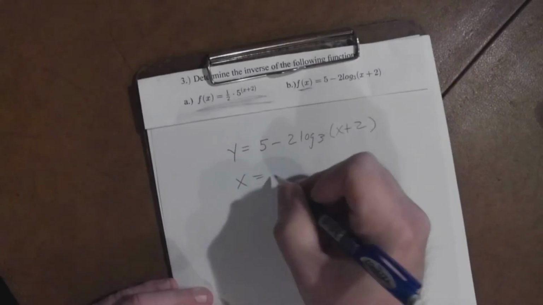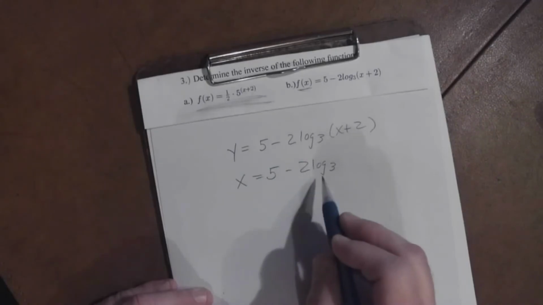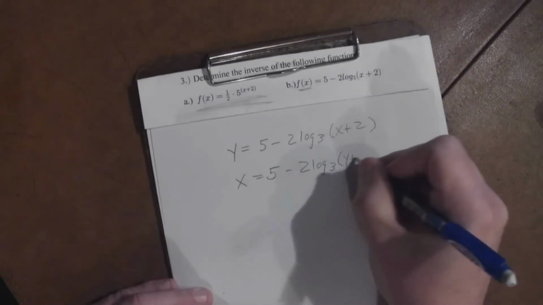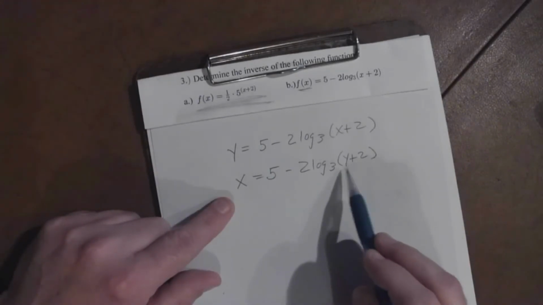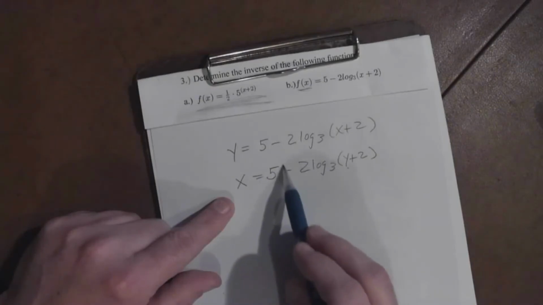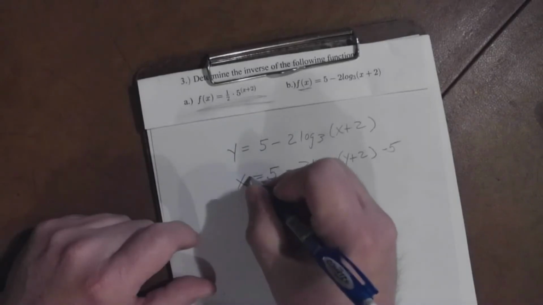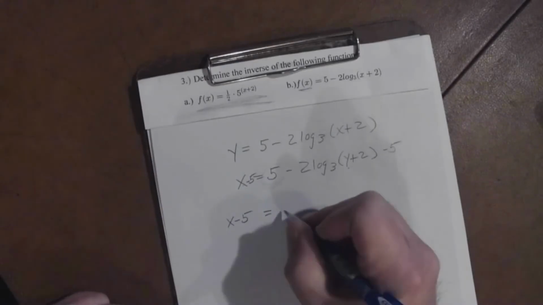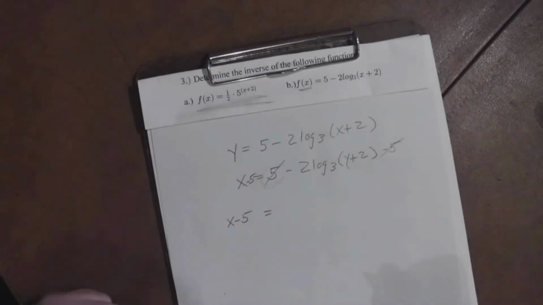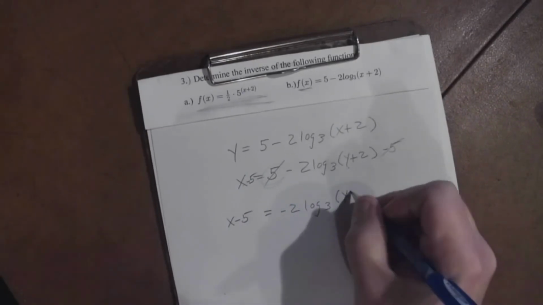We then interchange the x and y's values and location inside this equation. So this would become x equal to 5 minus log base 3 of y plus 2. And then we start to solve for y. First step in solving for y is we move this 5 from the right to the left by subtracting 5 on both sides. That will leave us with x minus 5 on the left, and the minusing 5 from the plus 5 out front here would leave minus 2 log base 3 of y plus 2.